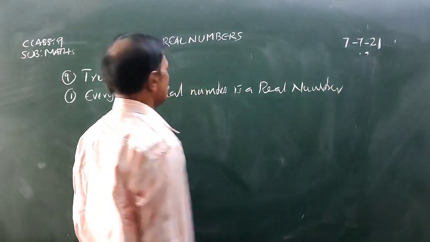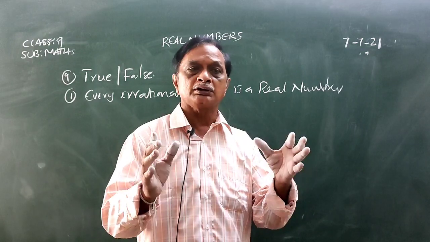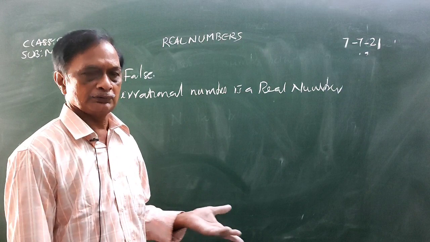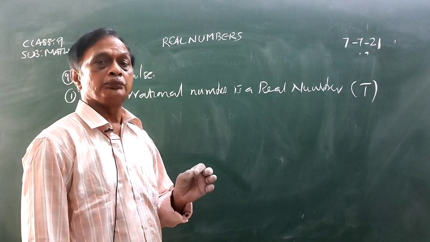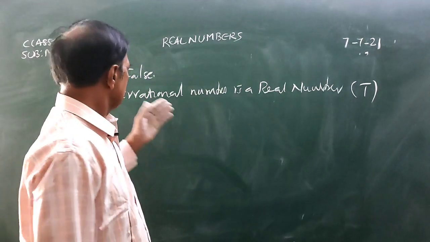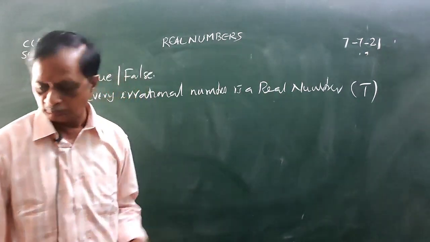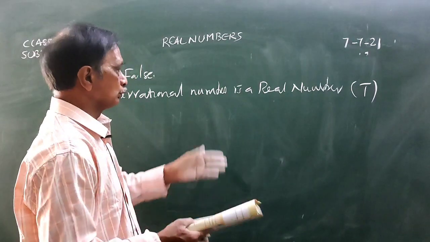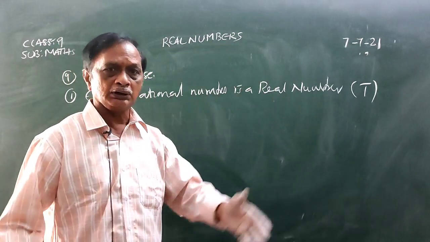True or false? What is meant by real number? The combination of rational and irrational is called real number. So every irrational number is said to be a real number. Yes, which is true. Therefore, every irrational number can be called a real number. Root 2, root 3, root 5 and so on are all irrational and they are also called real numbers.